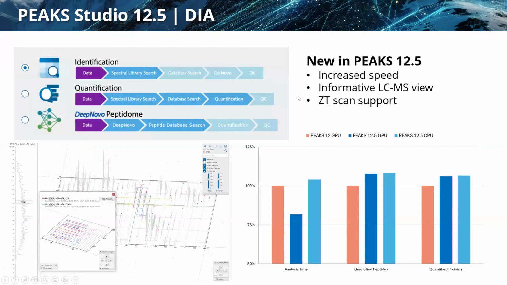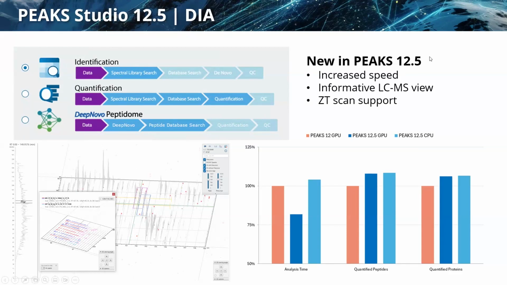So now I'm going to move along and talk a little bit more about the DIA workflows in Peaks, as well as the new features in Peaks 12.5. For the DIA data type, we have 3 different workflows. The identification workflow, which I'll talk a little bit more about in a minute. The quantification workflow, where you can do label-free quantification, and DeepNovo peptidome, which is the immunopeptidomics-focused workflow specifically for DIA. And this is a slightly newer one. We introduced it in Peaks 12.